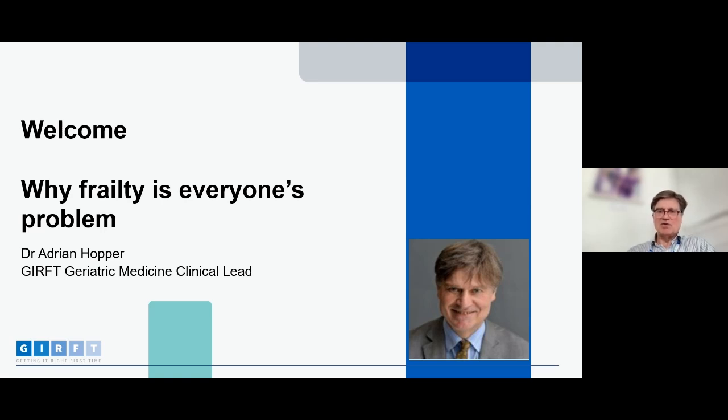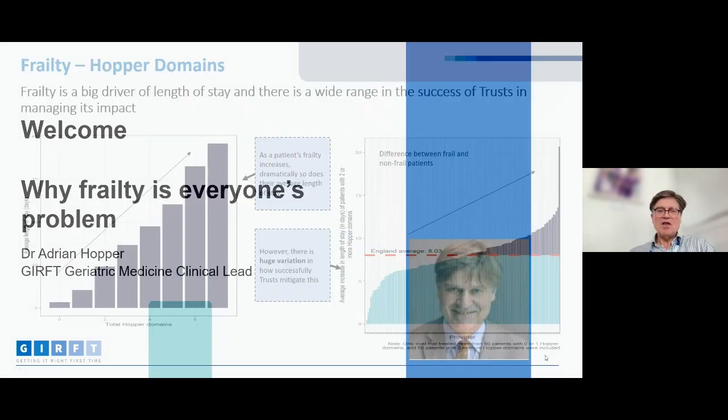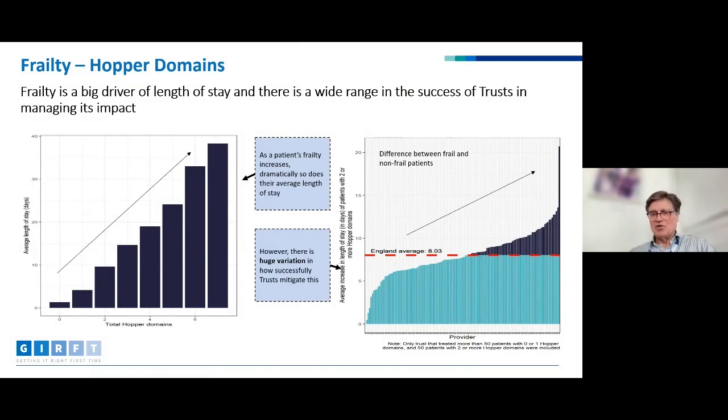And I'm assuming most of the audience is aware of certain things to do with frailty. Next slide, please, Darren. But just so, GIRFT gets very interested in unwarranted variation. If you didn't know, the left-hand chart shows that as patients become more frail, this is all NHS England, length of stay goes up. No surprises there.